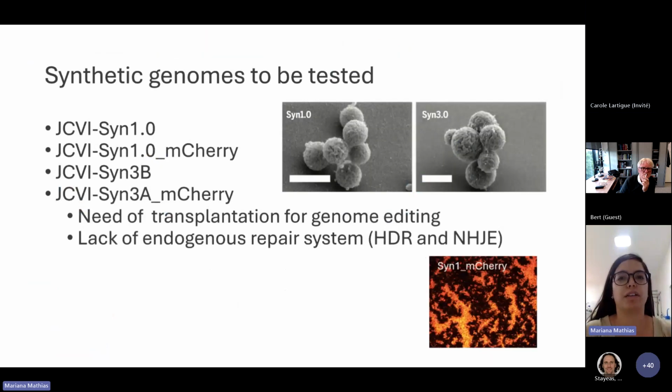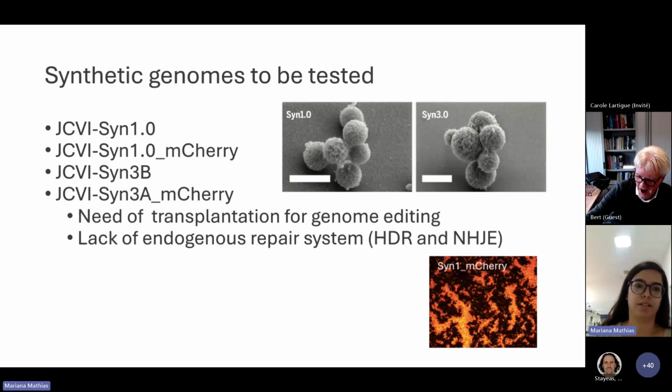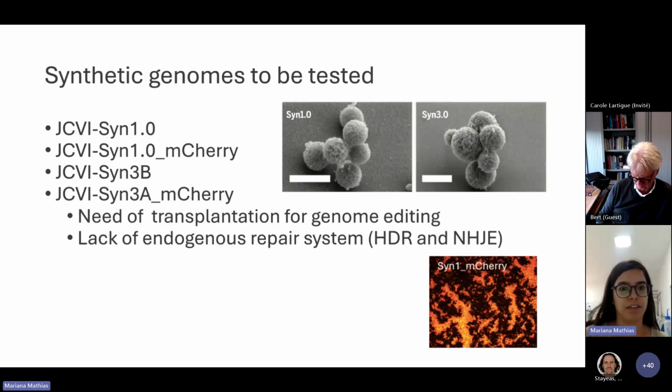So I'll skip a little bit what the stem cells are because we all know them, of course, and I'll go directly to which genomes I'll be testing on this project. So, of course, the SIN1 that expresses the fluorescent red protein mCherry, and SIN3B and SIN3A that also have fluorescence on red.